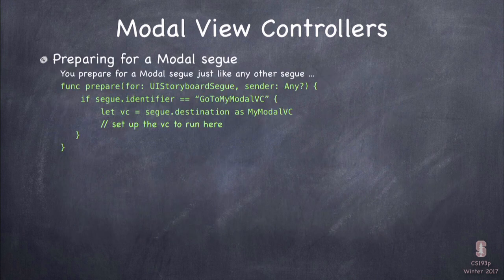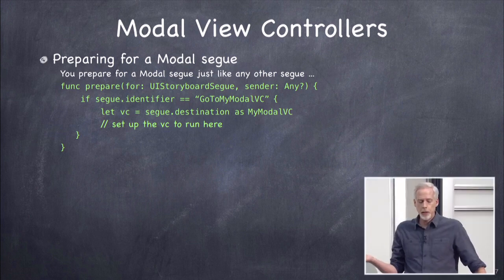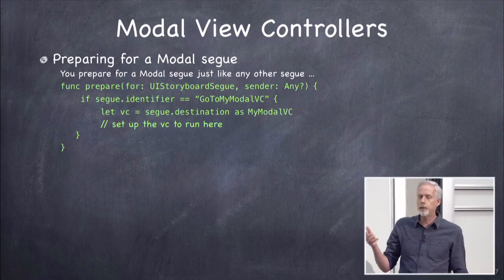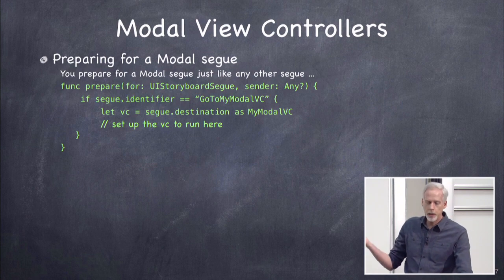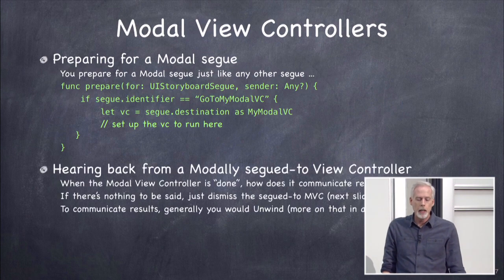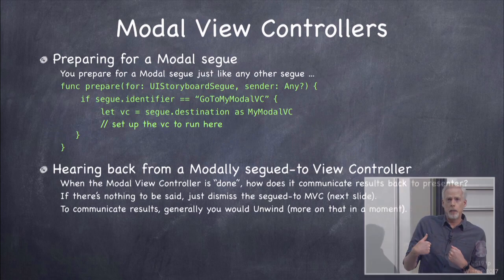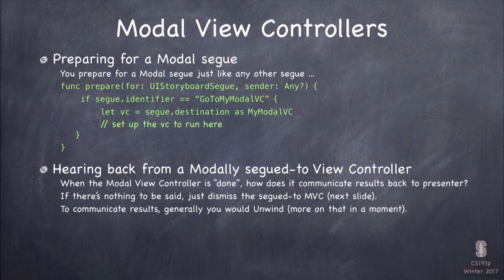Preparing for a modal segue is exactly the same as any other segue you've ever seen. You just check the identifier, see if the destination is the thing you're looking for, and then prepare it. What about hearing back from a modal MVC? So you put a modal MVC up like that contacts thing, and it collects all the information for the new contact. How do you communicate back? Here's the new contact.